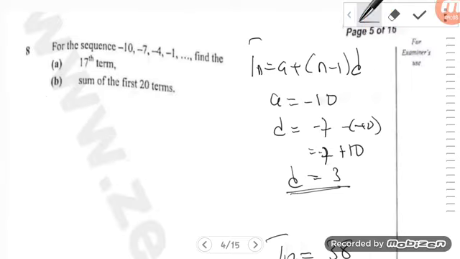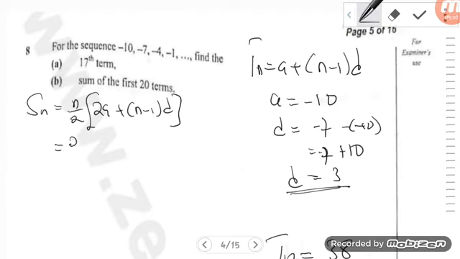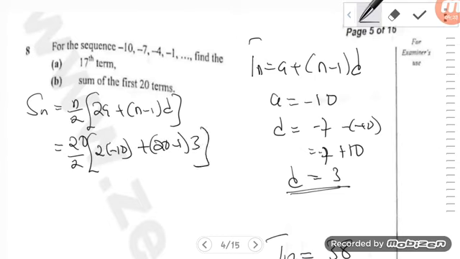Then the sum of the first 20 terms. Sn is given by n over 2, bracket, 2a plus n minus 1 times d, close brackets. n is 20 over 2, negative 10 as our first term, n is 20 minus 1, and d is 3. So 2 times negative 10, that's negative 20, plus 19 times 3.